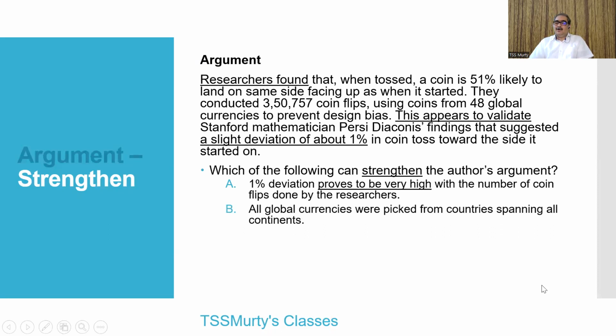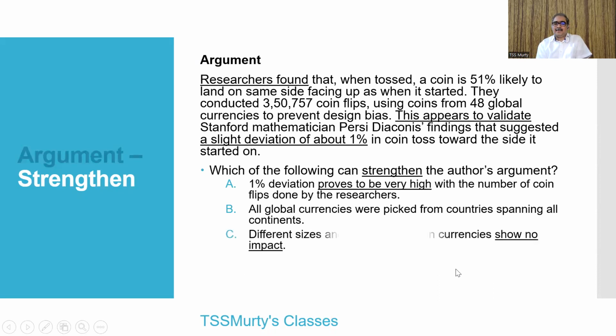Moving to choice B. All global currencies were picked from countries spanning all continents. Means in order to avoid bias, they have not only collected coins of various shapes and sizes, they have also taken the coins from across various continents. Now, this appears to support the idea of trying to avoid that design bias, to prevent that design bias. Since they have collected from various continents, it appears to support the thought of preventing that bias. Maybe a strengthening argument. We'll put a question mark here, move on to the next two before we arrive at the answer.